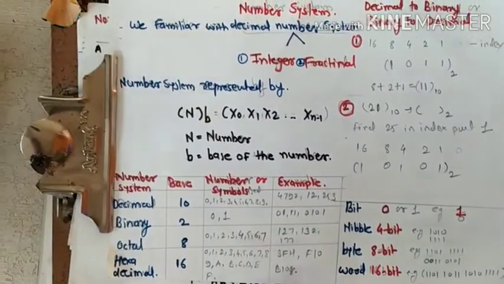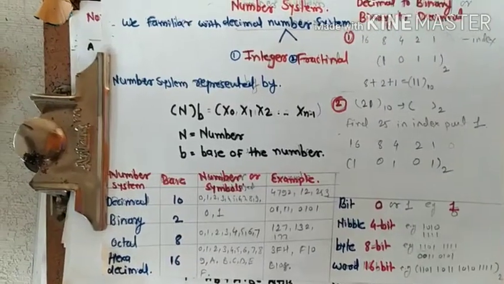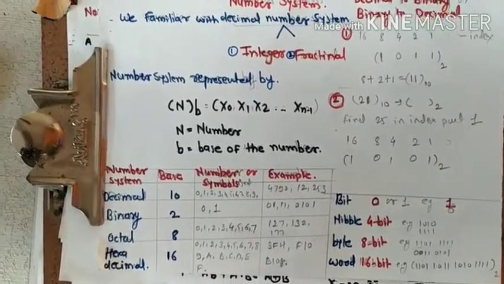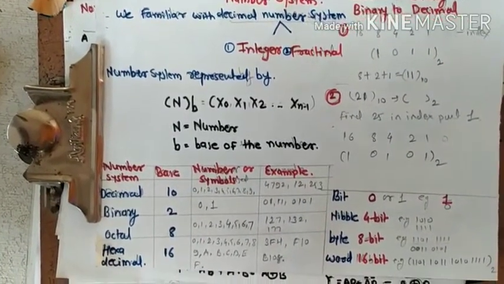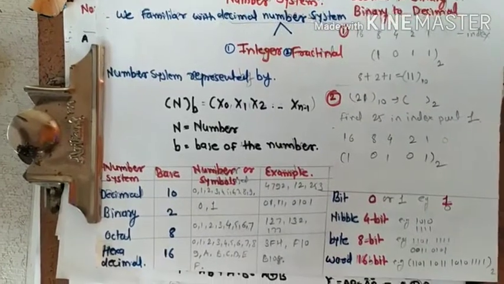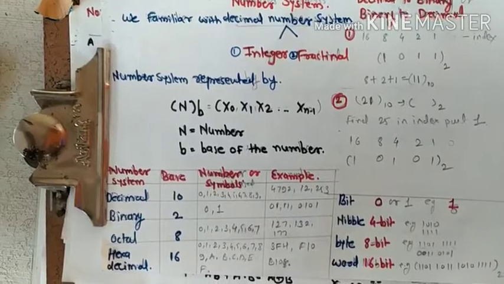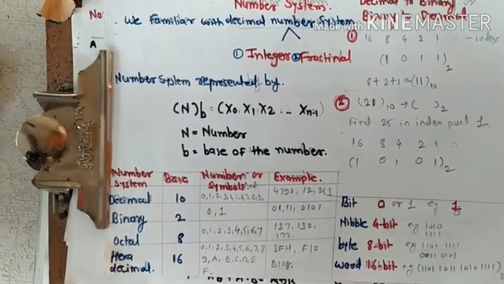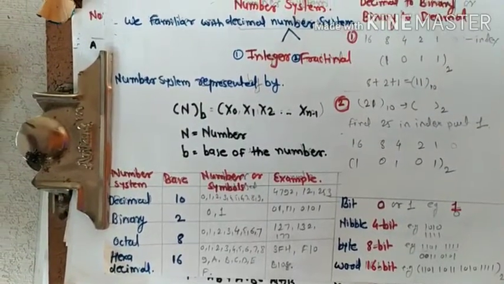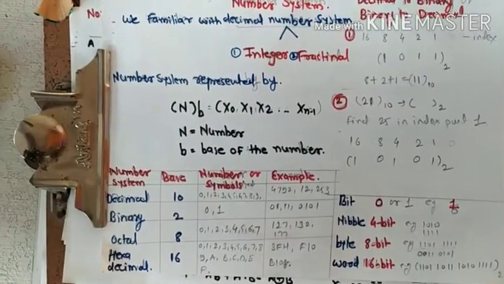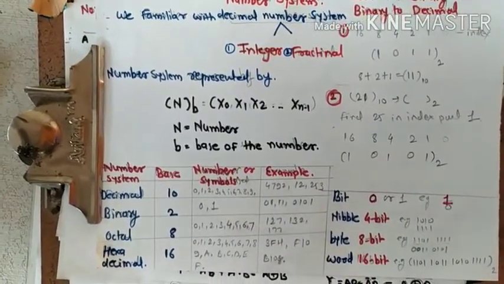Hi friends, now we will understand what is meant by number system and the types of number systems which we use in digital electronics. We are familiar with the decimal number system, as we write 1, 2, 3, 4, 25, any number in any digits. That number is called a decimal number. Generally, for financial purposes, in financial transactions, we use the decimal number system.